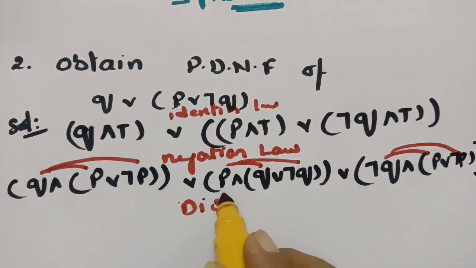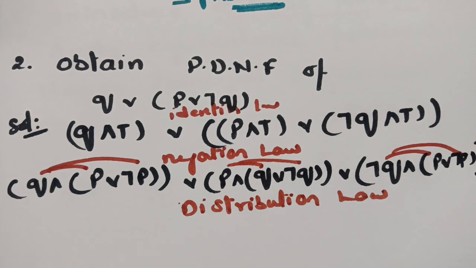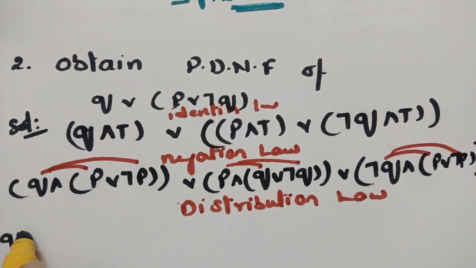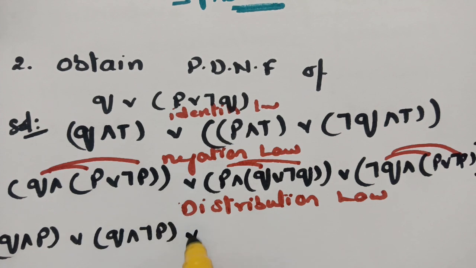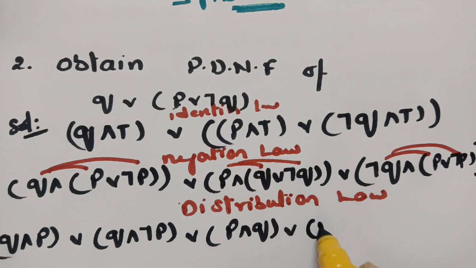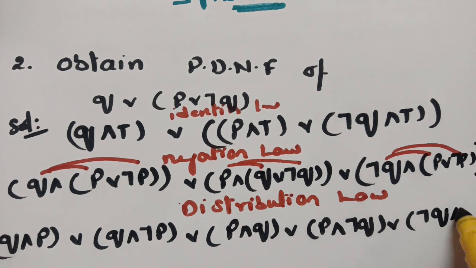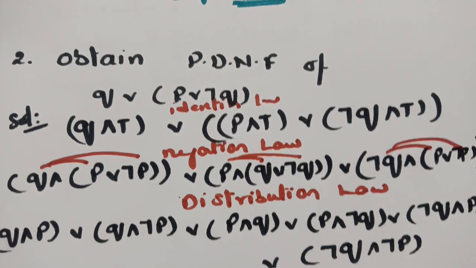So I am going to use this distribution law. According to the distribution law, we'll be getting the sum of the minterms. Watch carefully. That is Q and P, or this is Q and negation P, or this is P and Q, or this is P and negation Q, or this is negation Q and P, or this is negation Q and negation P. Clear?